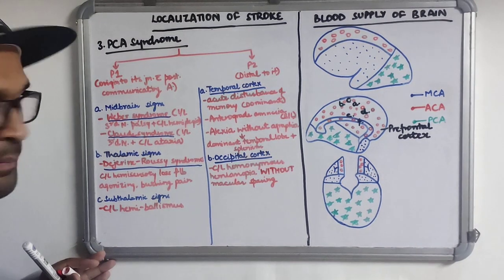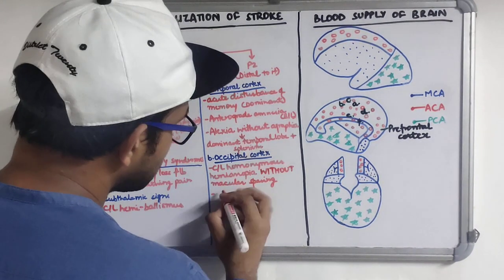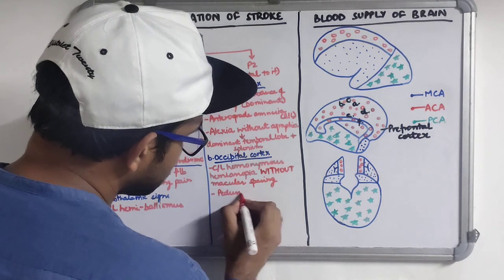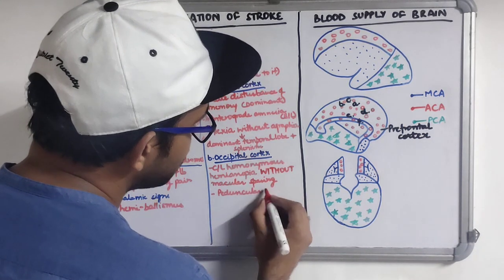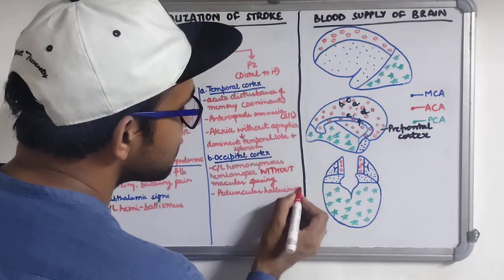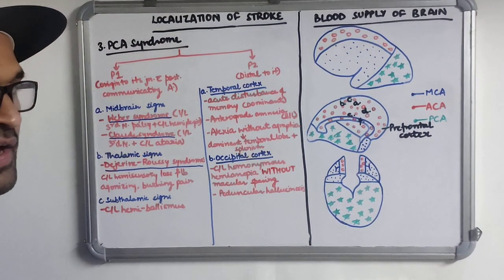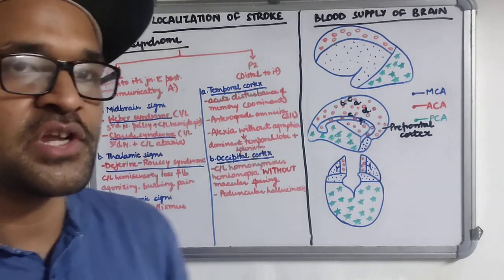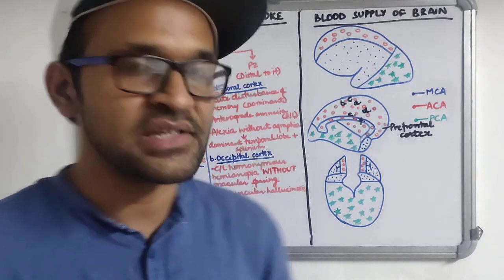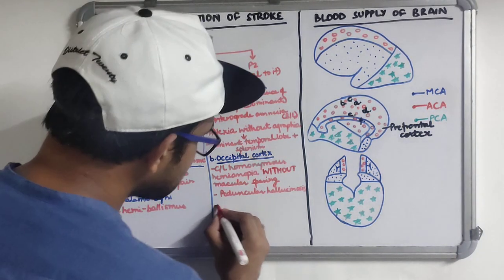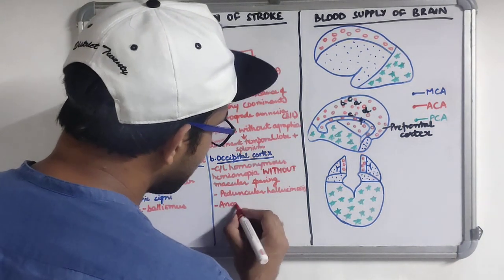Apart from this, the patient can have peduncular hallucinosis. Peduncular hallucinosis means there are visual hallucinations of brightly colored objects and scenes. The patient has visual hallucinations of brightly colored objects and places. This is peduncular hallucinosis. Another thing is anomic aphasia, or amnestic aphasia.